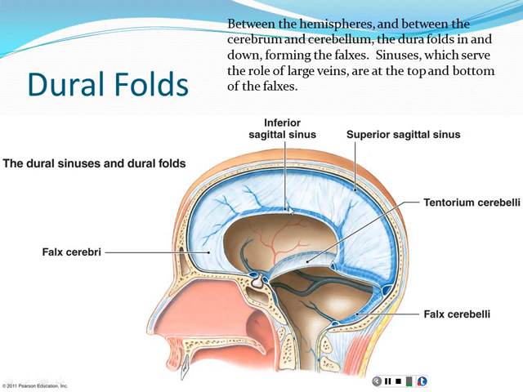Okay? And then inside these folds, we have these big blue blood vessels, and we call them sinuses. Now, why don't we call them veins? Because veins have a different kind of wall than these sinuses do. Essentially, the sinuses are just blood flowing through dura. So we have a superior sagittal sinus along the top. We have an inferior sagittal sinus along the bottom of the falx.